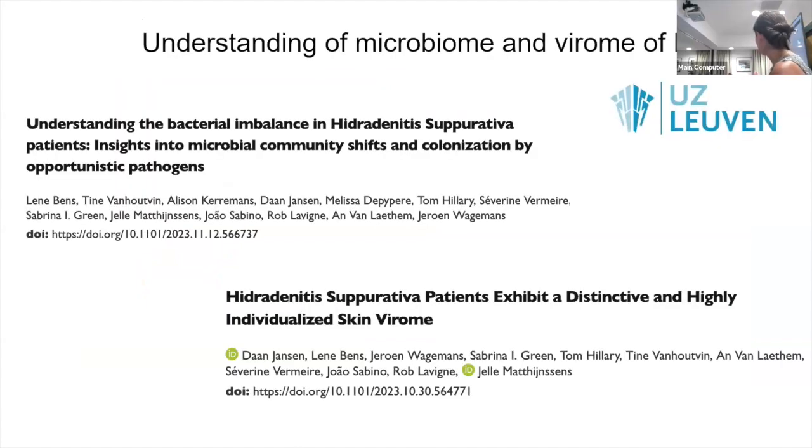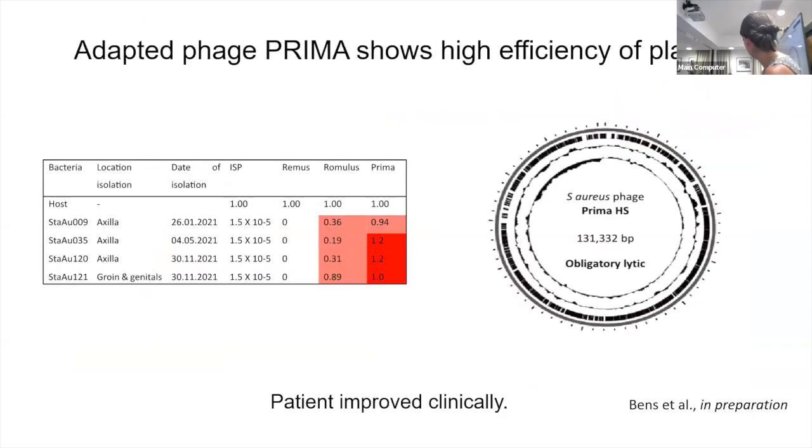And we're beginning to understand the microbiome of these patients, as well as the virome. And we've trained a phage to help a patient that has HS, and they have been improving clinically. So it's been a success so far.